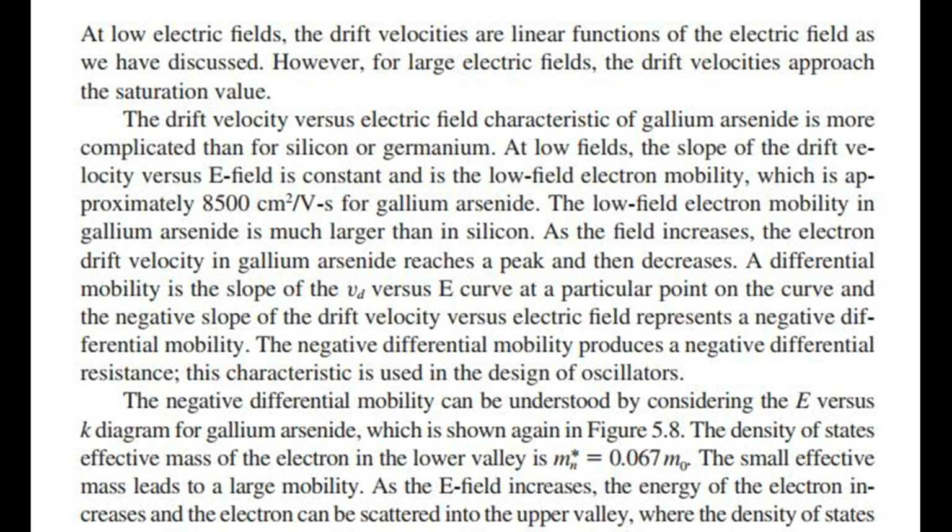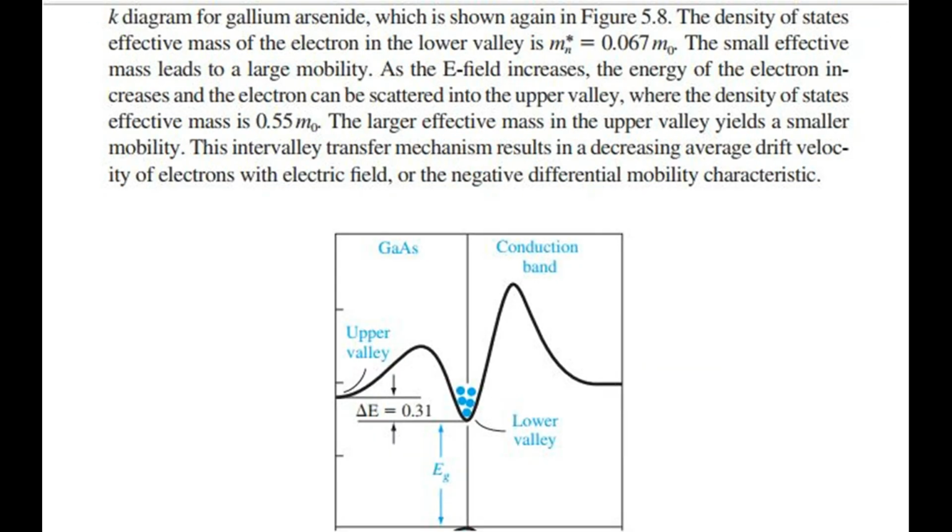The density of state's effective mass of the electron in the lower valley is m*n = 0.067 m0. The small effective mass leads to a large mobility. As the E field increases, the energy of the electron increases and the electron can be scattered into the upper valley, where the density of state's effective mass is 0.55 m0. The larger effective mass in the upper valley yields a smaller mobility.